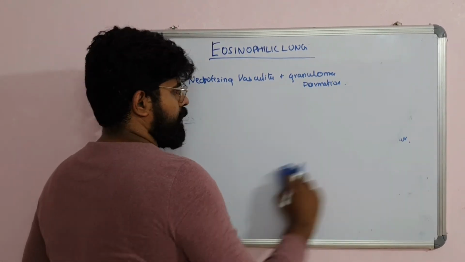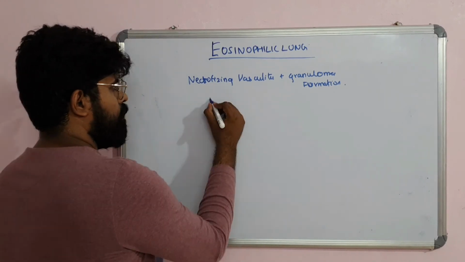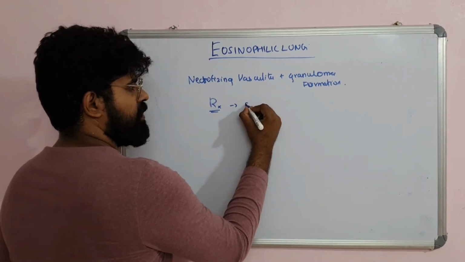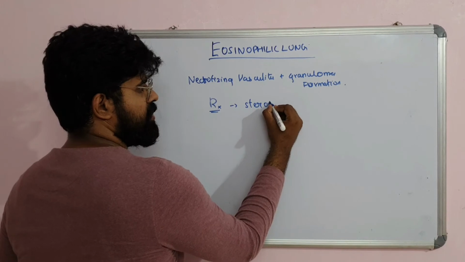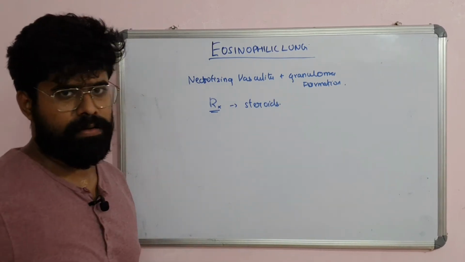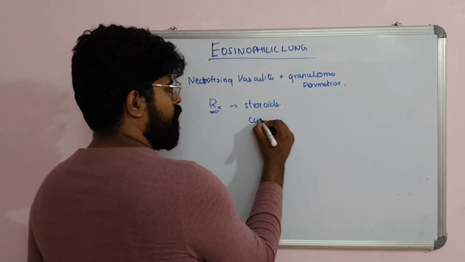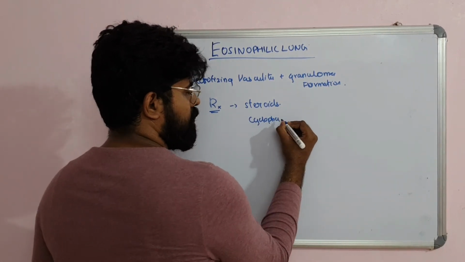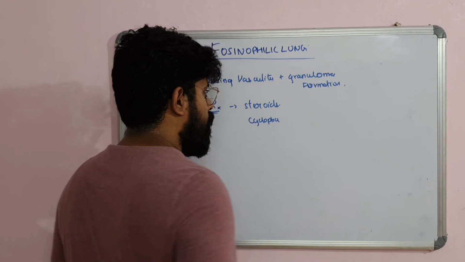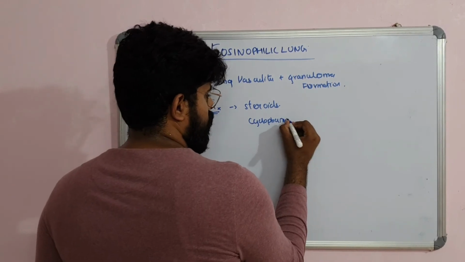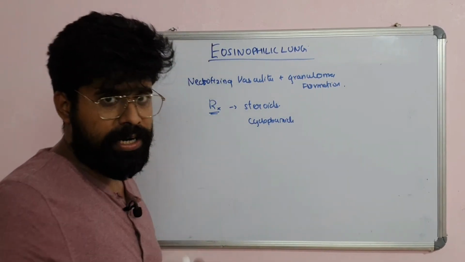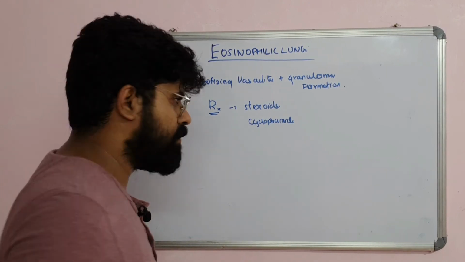So how do you treat? Steroids are the first line of treatment, and the majority of the patients respond to steroids. If the patient is not able to respond to steroids, then you can try cyclophosphamide as a second line agent. 650 milligram IV can be given once in 3 weeks. Cyclophosphamide again does not have any mortality benefit, but it can improve the symptoms.